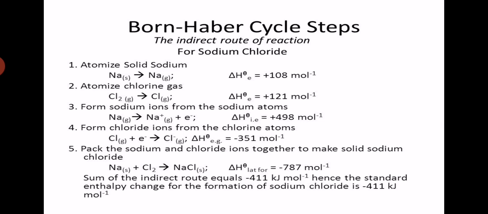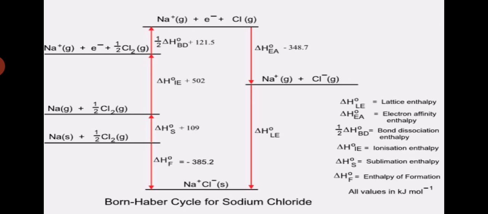Means in some reactions we write minus 411 kilojoules per mole, and in some reactions we write minus 787 or 788 kilojoules per mole. But this is the standard enthalpy change for the formation of sodium chloride, that is minus 411 kilojoules per mole. So this is the reaction process, the Born-Haber cycle for sodium chloride.